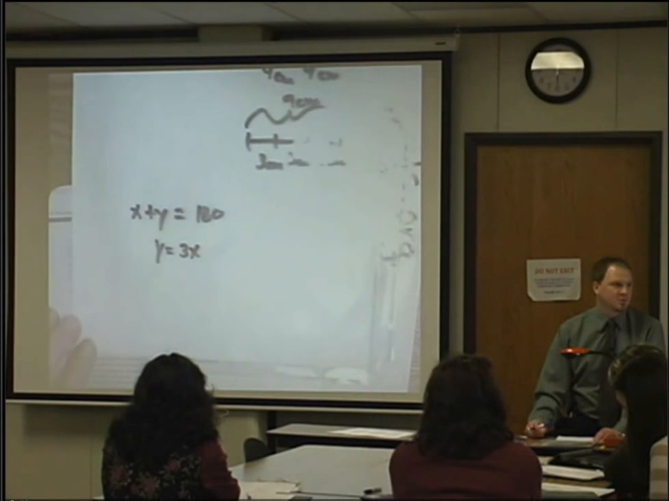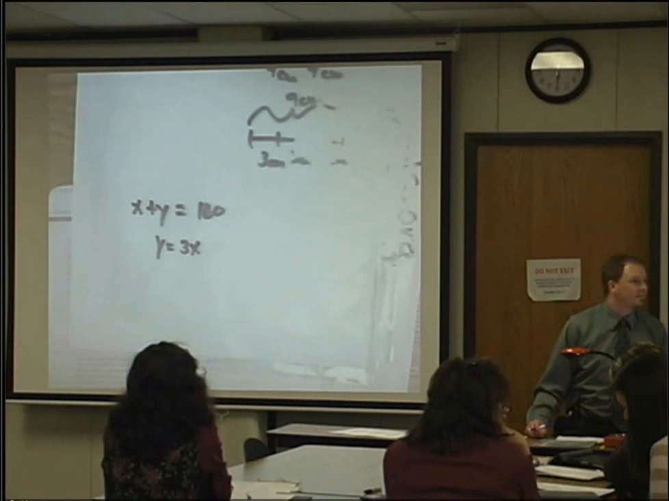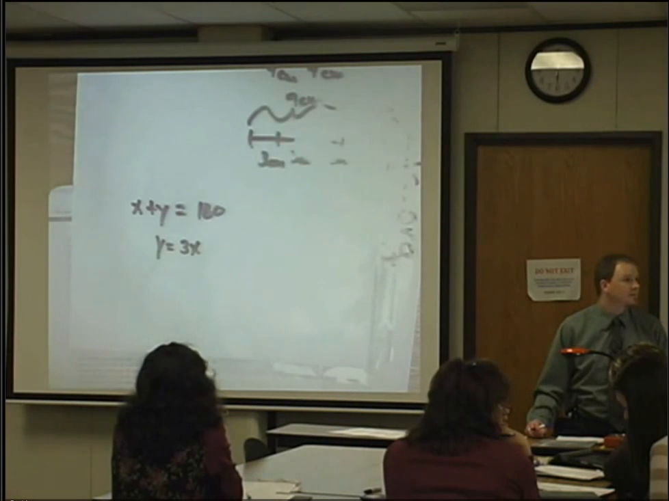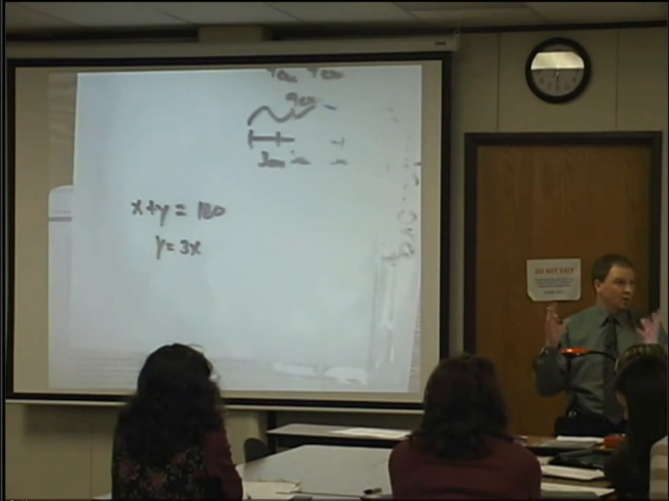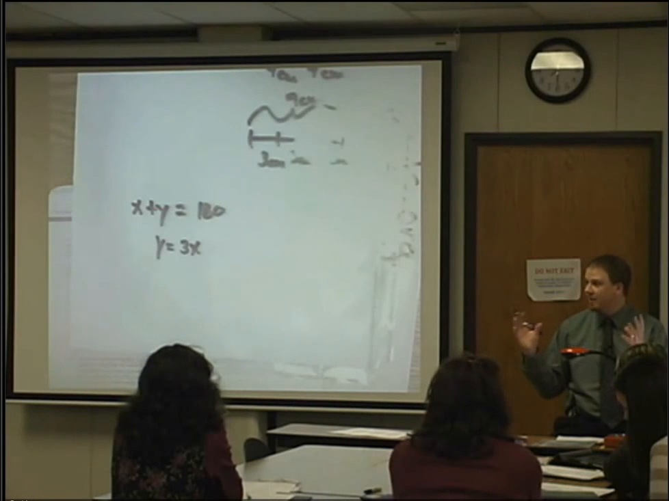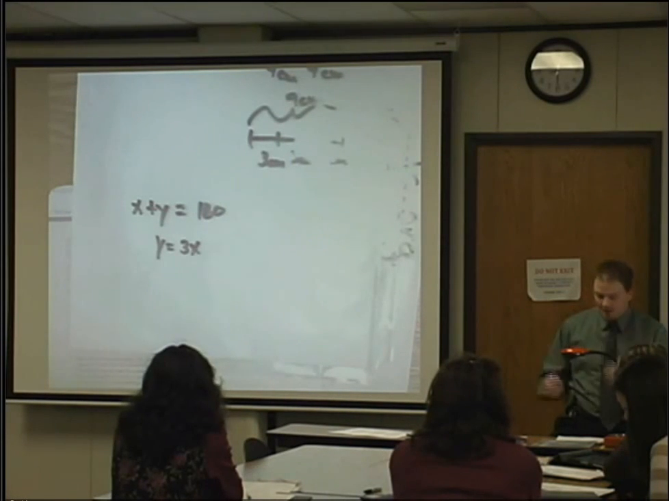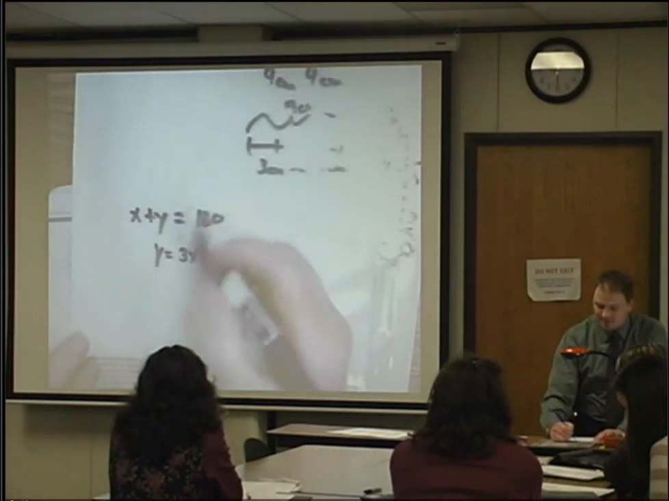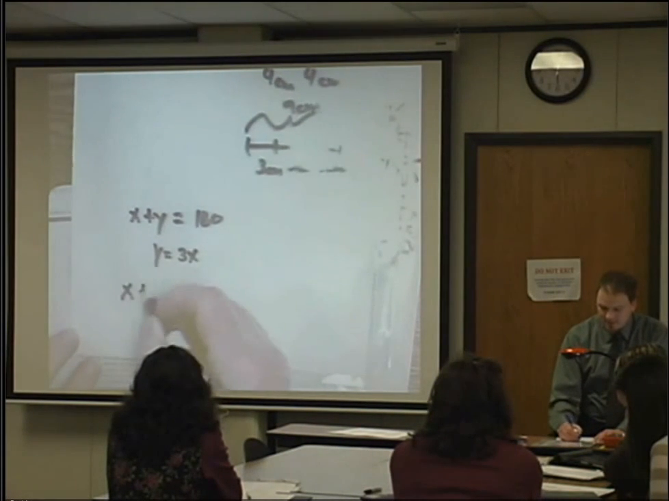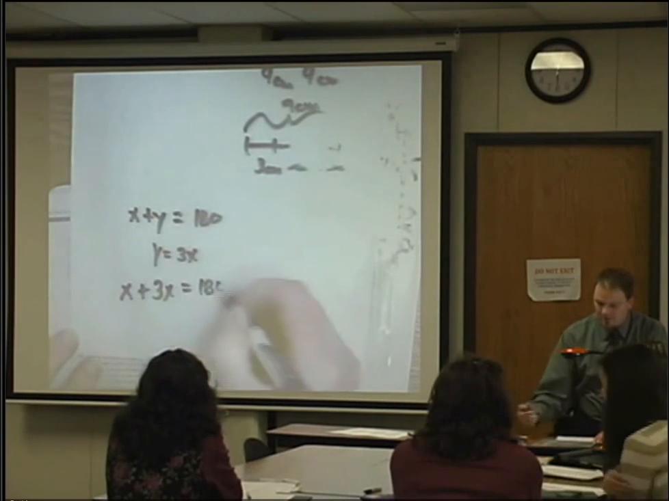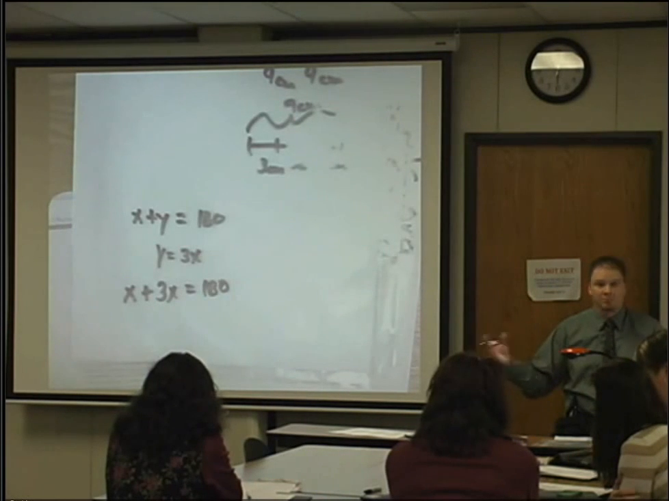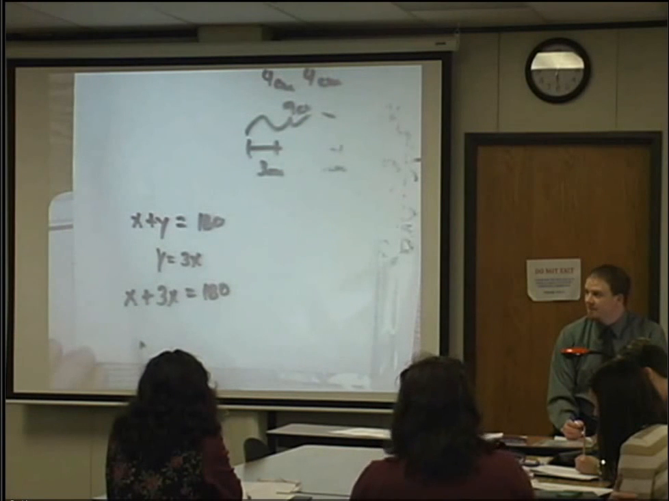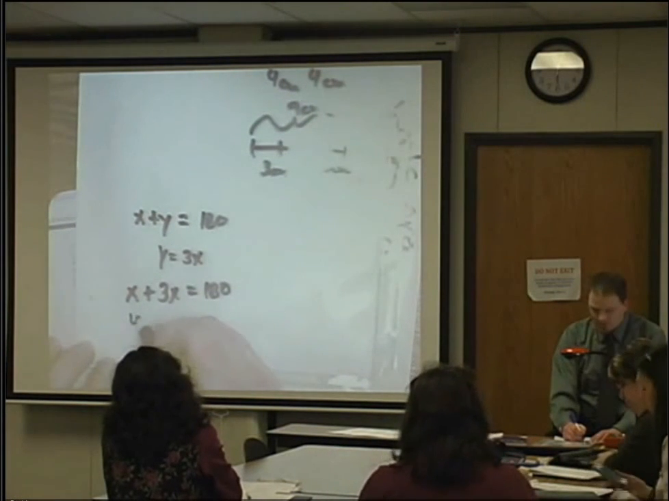Who knows what the substitution property is? You know that Y equals 3X. Okay, very good. If 2 terms have the same value, we can substitute those terms for each other. So we know that Y is equal to 3X, so I'm just going to say X plus 3X is equal to 180, because Y and 3X are the exact same thing. They're equal. What's X plus 3X? Okay, so that is 4X.